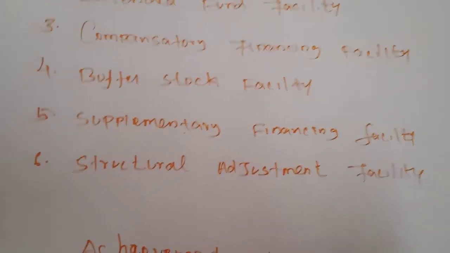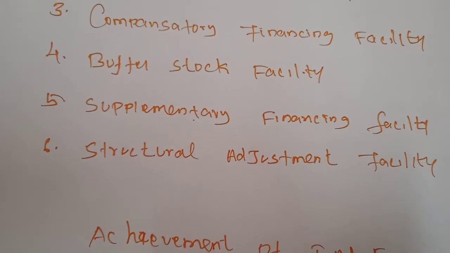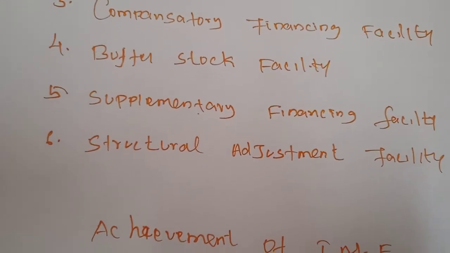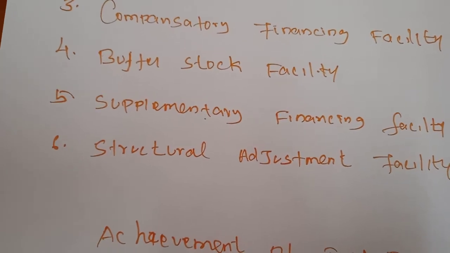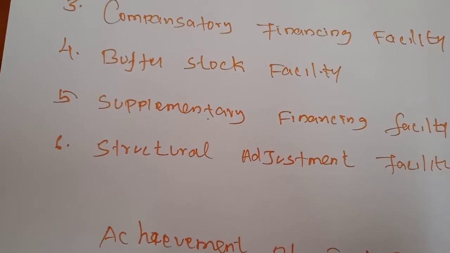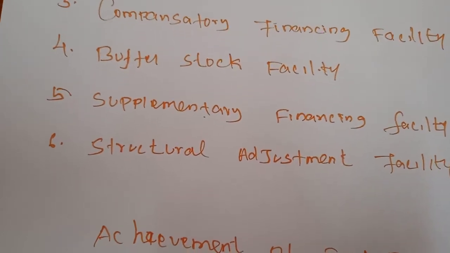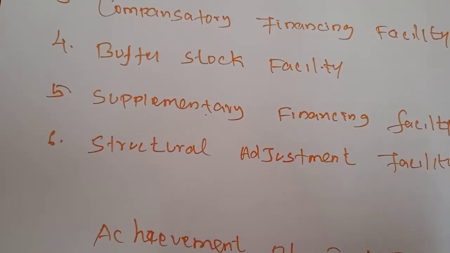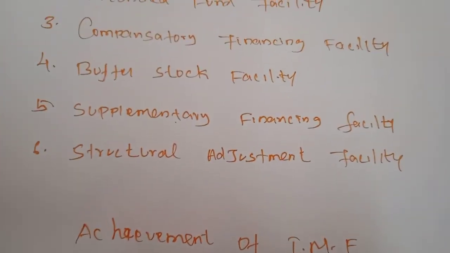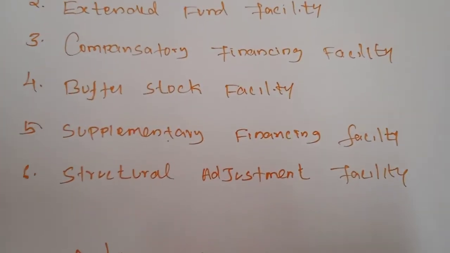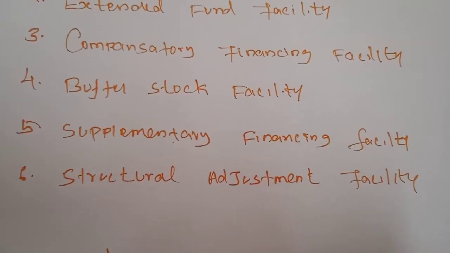Next, buffer stock facility. The buffer stock financing facility was started in 1969. The purpose of this scheme was to help the primary goods producing countries to finance contributions to buffer stock arrangement for the stabilization of primary product prices. The buffer stock facility is also one of the facilities provided by the International Monetary Fund.